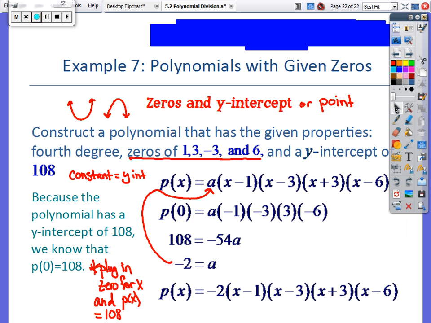Now, if it's a given point, if they say, instead of a y-intercept, let's say it goes through the point 2, 3, here's what you do. You plug in 2 for x. You make your P of x 3. So instead of 108, you'd make that 3. Instead of x being 0, you put a 2 in here, and then you can solve for A and back substitute in that A. So that would be the same thing as if they give you some other random point. It doesn't have to be the y-intercept.